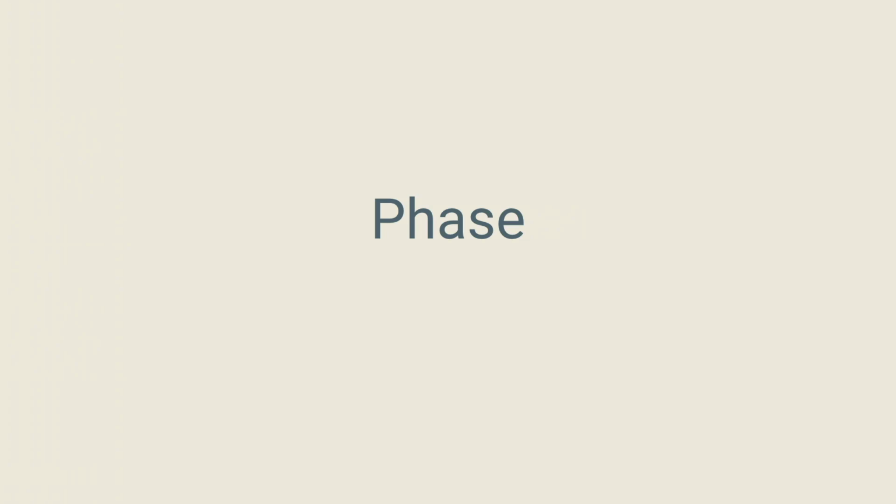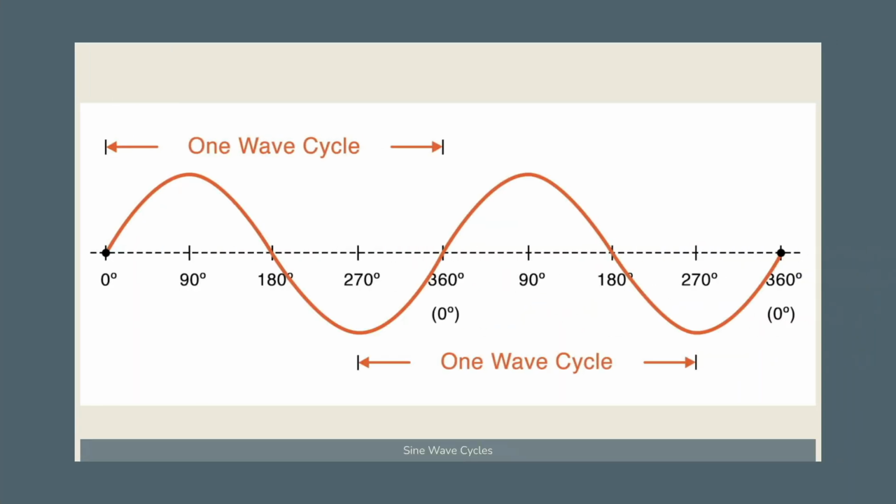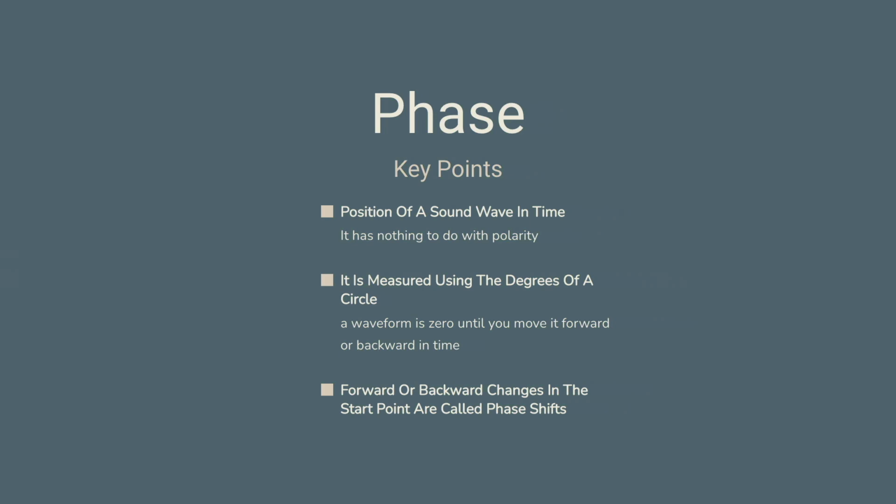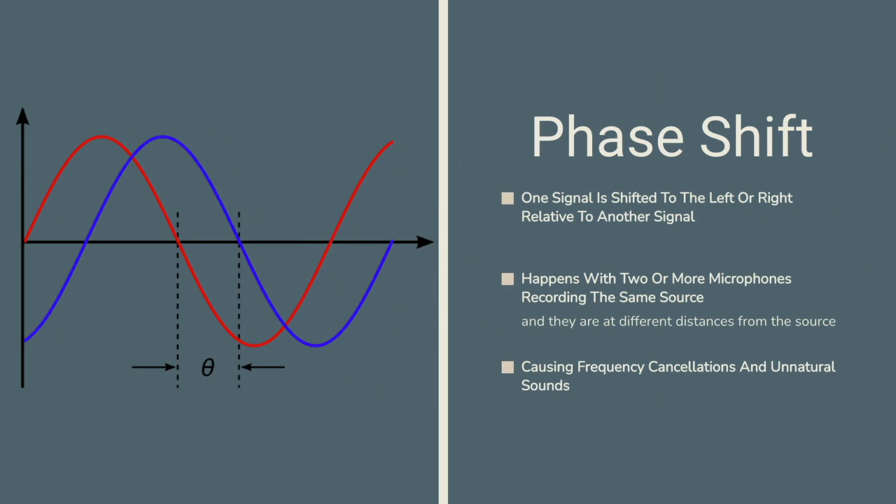What is phase? Phase is the position of a sound wave in time, and it has nothing to do with polarity, and it's measured using the degrees of a circle. And a waveform is 0 until you move it forward or backwards in time. And these forward or backward changes at the starting point of a signal are what are called phase shifts. So a phase shift is the term used to describe the extent to which one signal is shifted to the left or right horizontally relative to another signal.